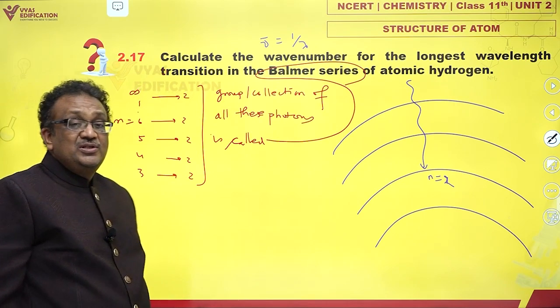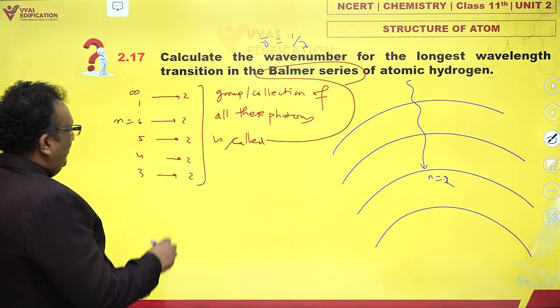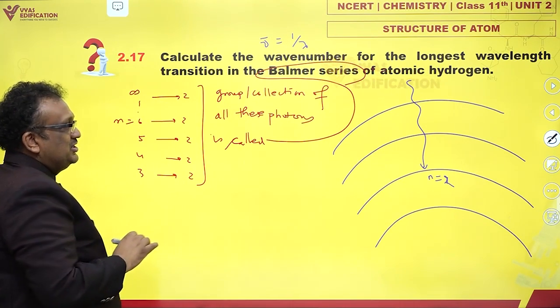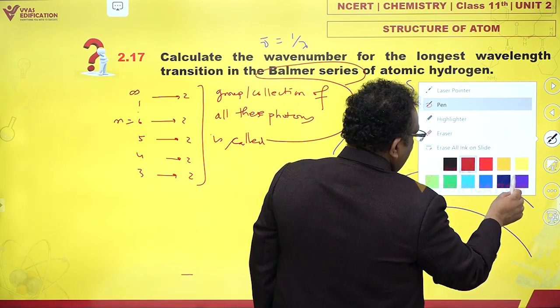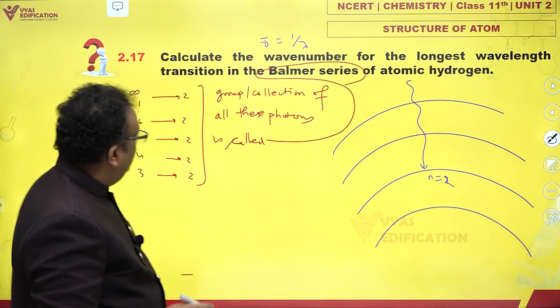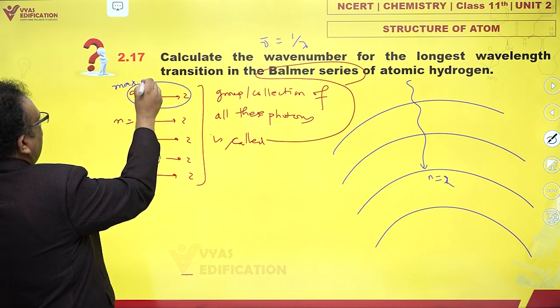Longest wavelength means smallest energy difference. So amongst these transitions, do you appreciate which energy difference is the smallest and which energy difference is the biggest? This is maximum energy.